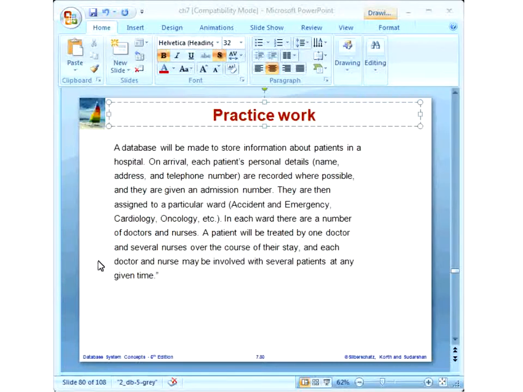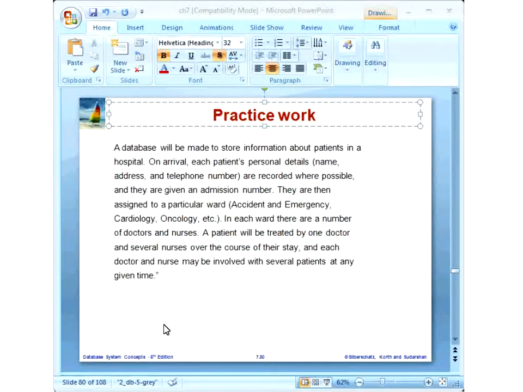Okay. So this is a question for your own practice. A database will be made to store information about patients in a hospital. On arrival, each patient's personal details, name, address, and phone numbers are recorded where possible, and they are given an admission number. They are then assigned to a particular ward: accident and emergency, cardiology, oncology, surgery, etc. In each ward, there are a number of doctors and nurses. A patient will be treated by one doctor and several nurses over the course of their stay, and each doctor and nurse may be allocated several patients at any given time.